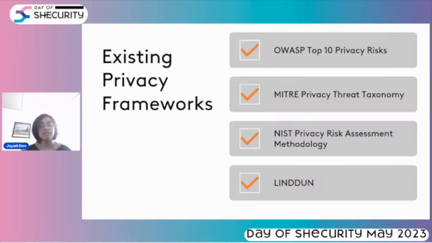For example, to understand what were some of the previous works we were looking at to find privacy threat mechanisms, which are one of the components of MAP, here we see a list of existing privacy frameworks. We went through the complete list of threats and made note of any overlaps. There was a session earlier in Day of Security on Linden. I highly recommend checking it out if you have missed it.